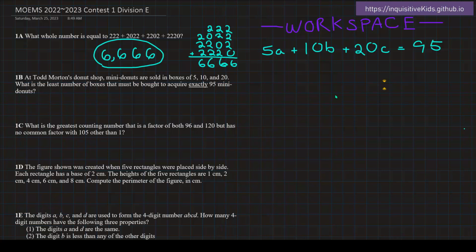How many groups of 20 fit into 95? 20, 40, 60, 80. 80 would be what 20C equals, so C would be equal to 4. Now what about the others? If we already have an 80, then 5A plus 10B has to sum up to 15, which means A is equal to 1 and B is equal to 1. This is one of the solutions to this indefinite equation.